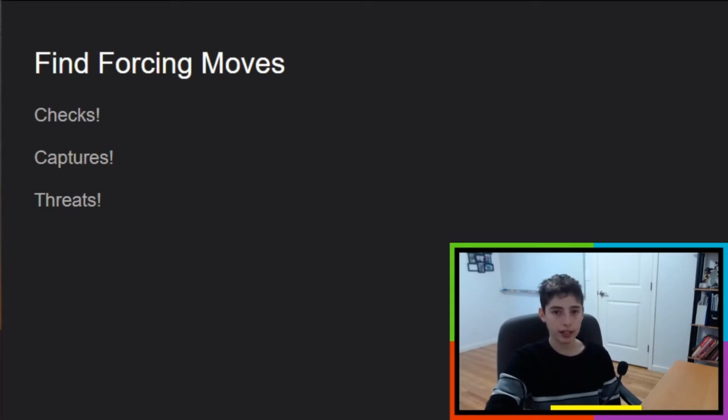And same with threats. If you threaten to capture a piece, they're probably going to have to react: move the piece, capture the piece that you're threatening with, block the threat, whatever they want to do, they're going to have to react. Okay, so that's the first thing that you want to find. You want to find all the forcing moves, because usually forcing moves, if they are not complete blunders, they're pretty good because you know how the game's going to go.